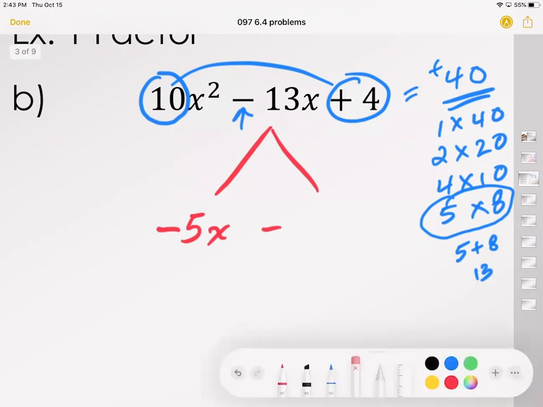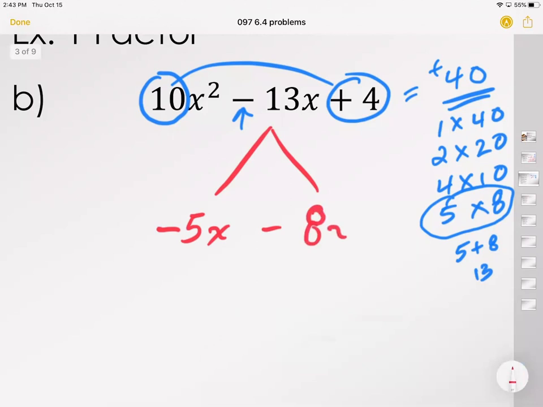Do you agree that negative 5x and a negative 8x, a negative and a negative, we need to add them and keep the sign? Negative 5x and a negative 8x, if I add them together, I will get a negative 13x, right? And how do I get the 5 and how do I get the 8? That is the multiple I'm looking for, the 5 and the 8. What do I need to do?